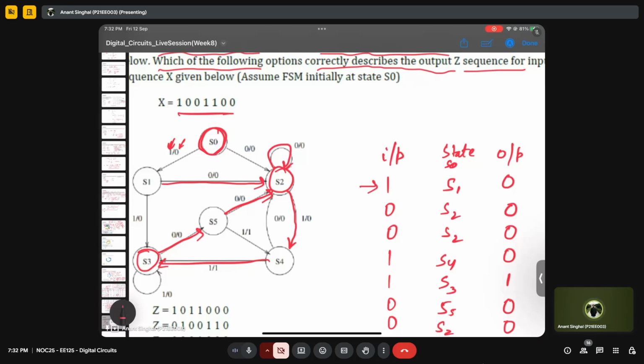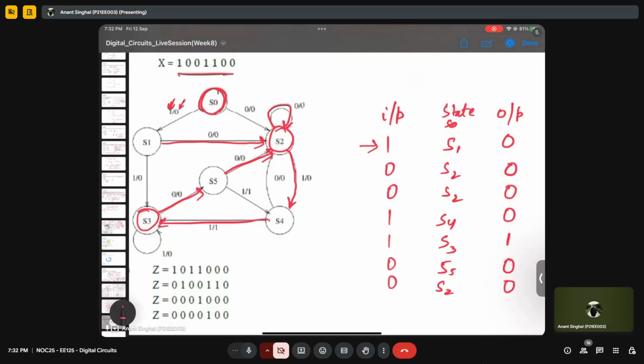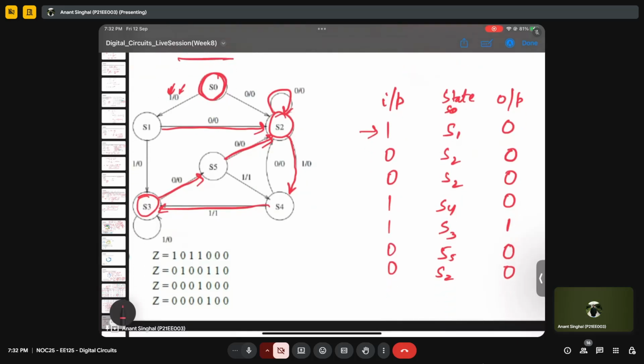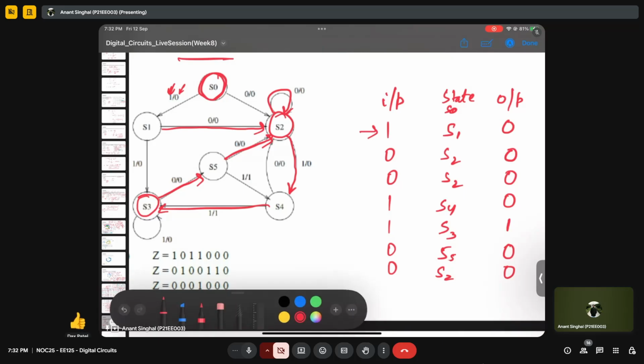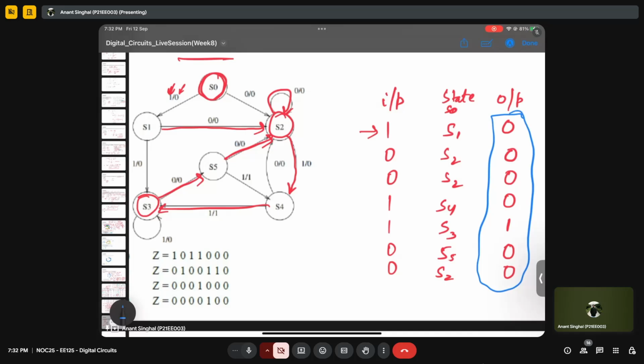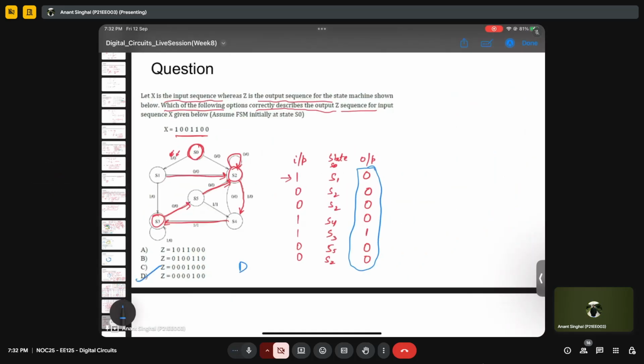Is this clear to everyone? The table that I have just made? Yeah, so great. So the output will be this, which is the last option. I mean, yeah, option D. Is there any doubt in this particular question?